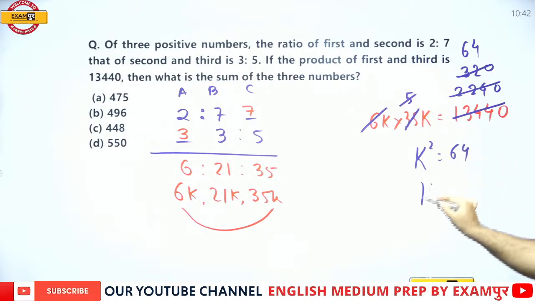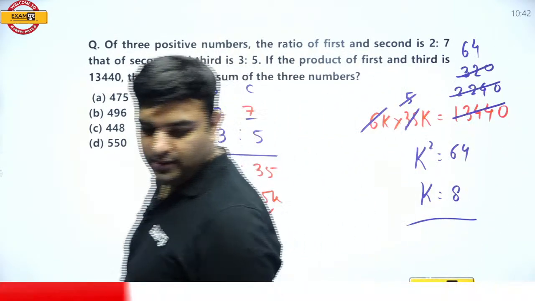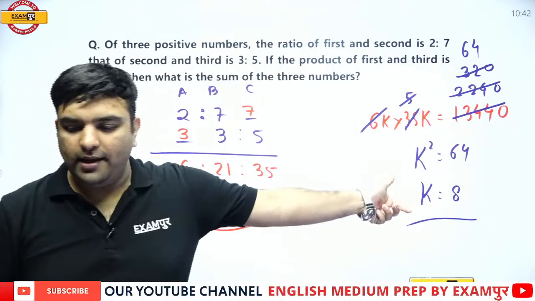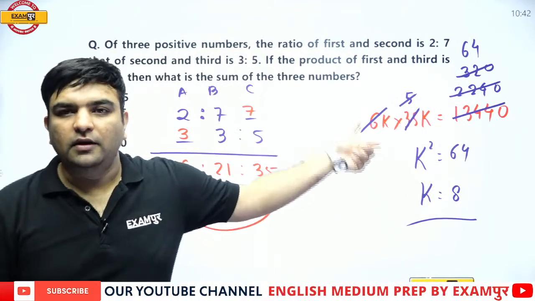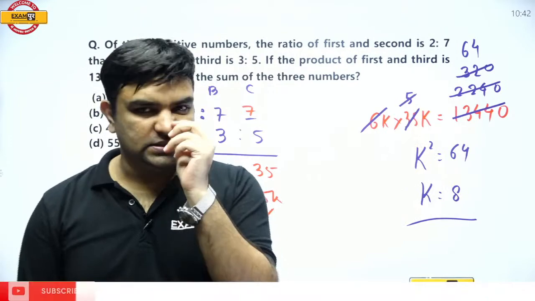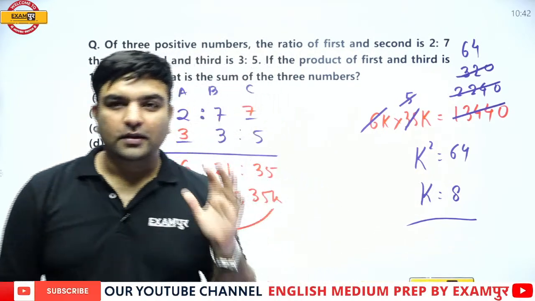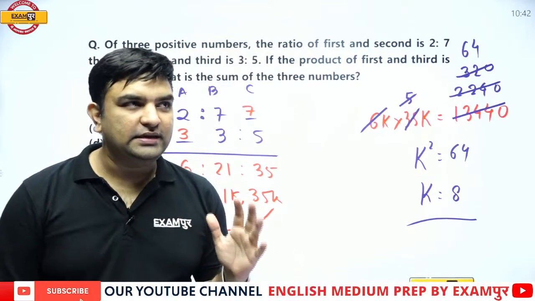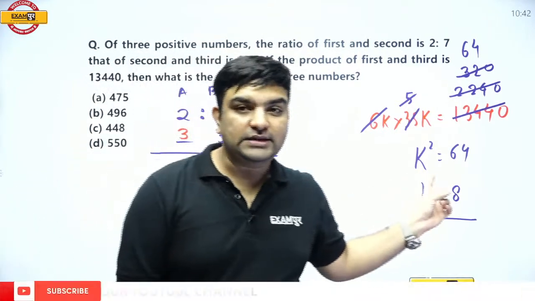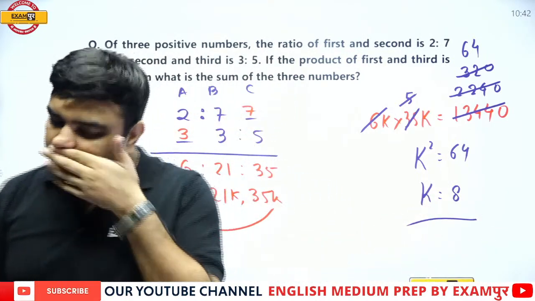So K is 8 only. This is where the error happens. If you do not take K, you might take 1 is equal to 64. But actually 1 is equal to 8. If you do not take K, guys, in the product questions, you might take 1 is equal to 64, but 1 is equal to 8 actually.